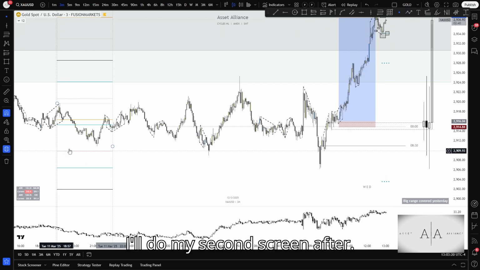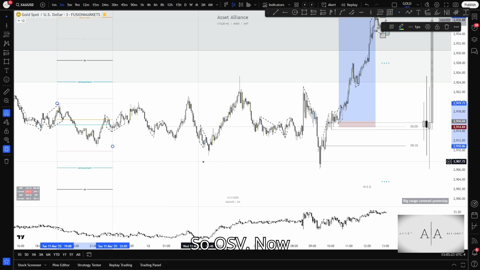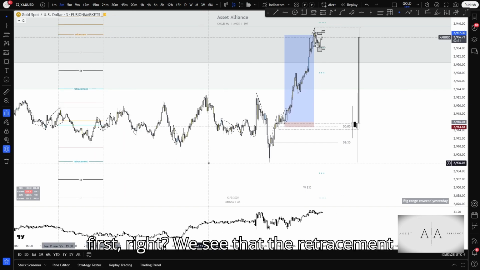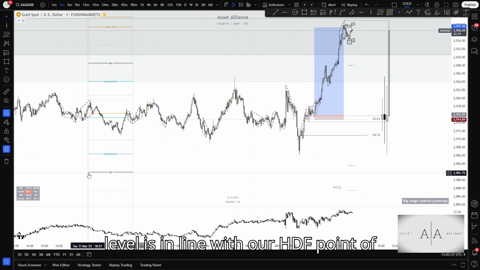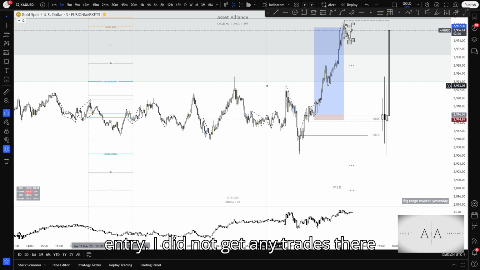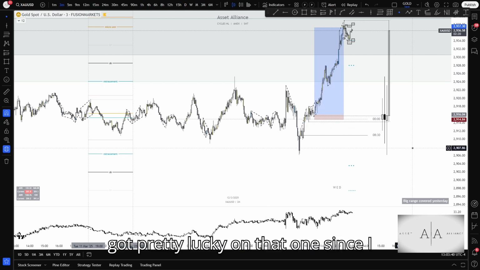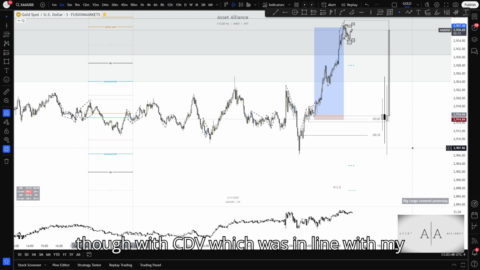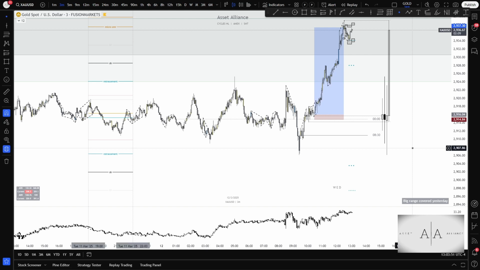I'll do my second screen after. So OSTDV. Now, when we look at this, what do we see at first, right? We see that the retracement level is in line with our HTF point of entry. I did not get any trades there because for the whole day I was outside, and this trade I took on my phone. I got pretty lucky on that one since I didn't have much to see. Everything was automated for me because of Goldbach, the OSTDV, which was in line with my TP level, and the HTF point of interest, plus TAC, which is all pretty much automated points of entries and automated points of take profits.